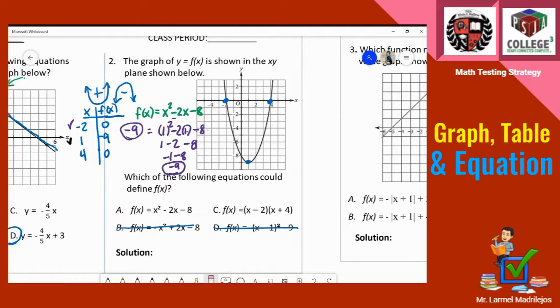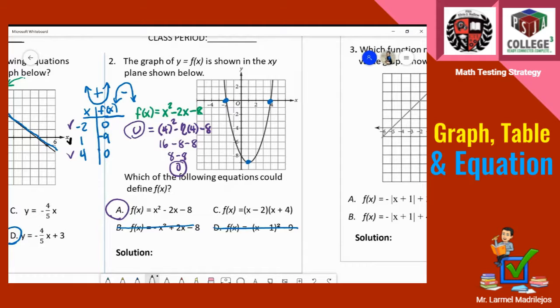Finally, I'm going to verify the last point. When x is 4: 4² − 2(4) − 8, and y is 0. Let's figure out. 4 times 4 is 16. 2 times 4 is 8, so 16 minus 8 is 8, minus 8 equals 0. 0 matches with 0. So it matches on all points. The answer is letter A.